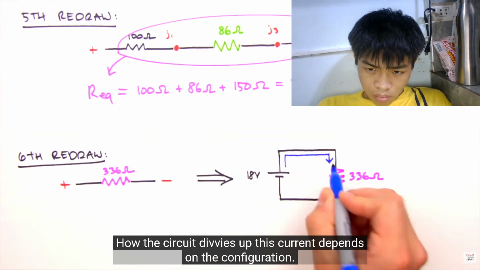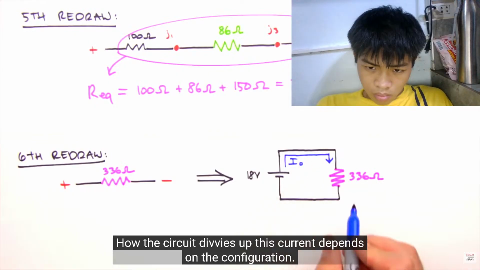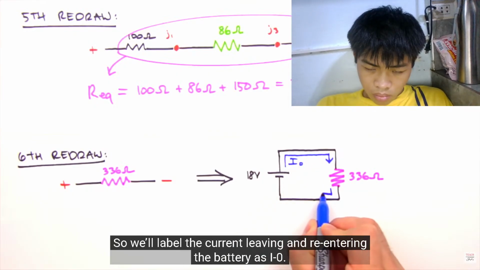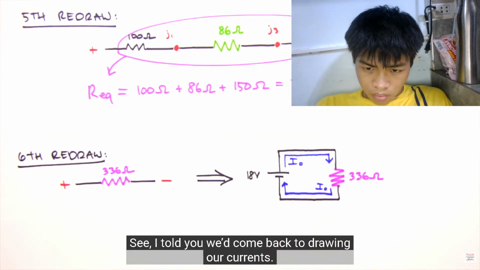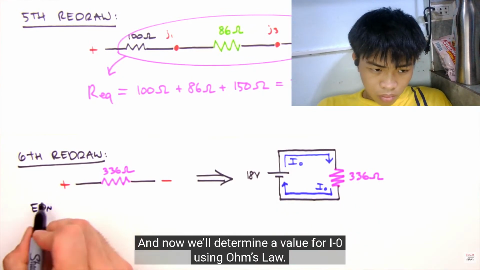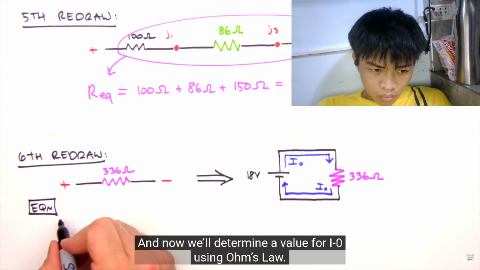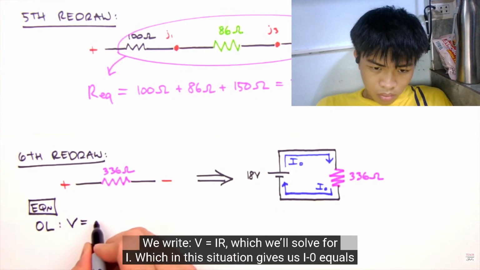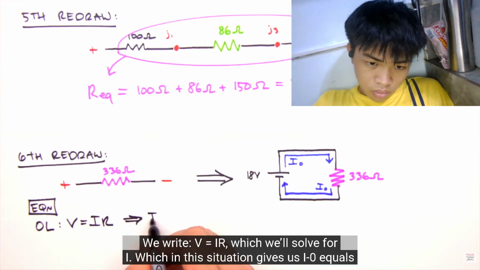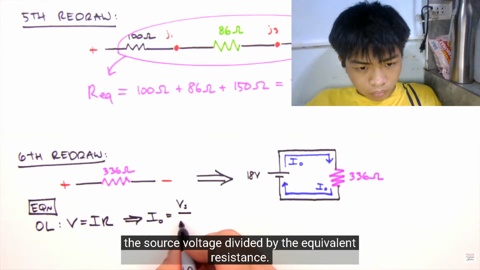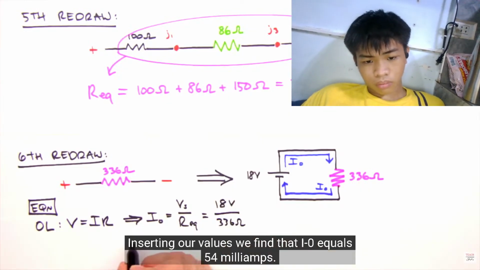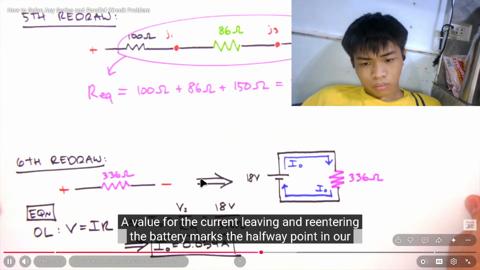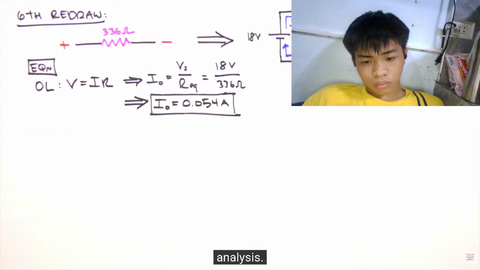How the circuit divvies up this current depends on the configuration. So we'll label the current leaving and re-entering the battery as I0. See, I told you we'd come back to drawing our currents. And now we'll determine a value for I0 using Ohm's law. We write V equals IR, which we solve for I, which in this situation gives us I0 equals the source voltage divided by the equivalent resistance. Inserting our values gives us the current.